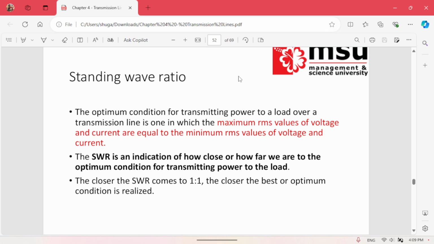Okay, right. So standing wave ratio: the optimum condition for transmitting power to a load over a transmission line is one in which the maximum RMS value of voltage and current are equal to the minimum RMS value of voltage and current. The SWR is an indication of how close or how far we are from the optimum condition for transmitting power to the load. Okay, the closer SWR comes to 1 per 1, like we said just now, 100%, the closer the optimum condition is realized.